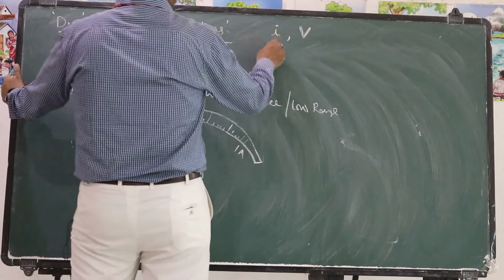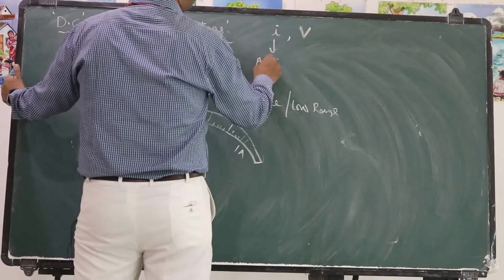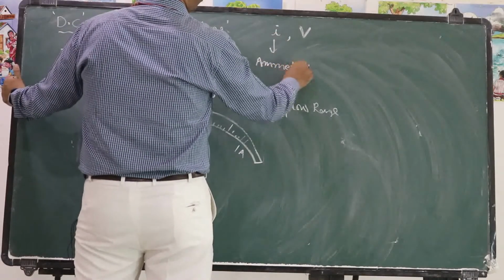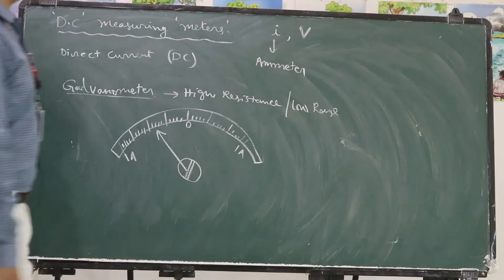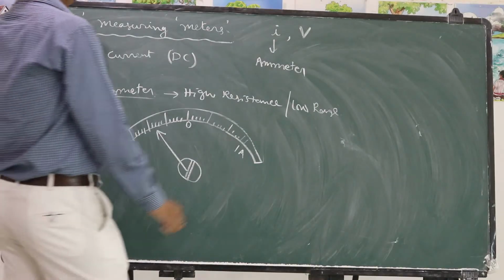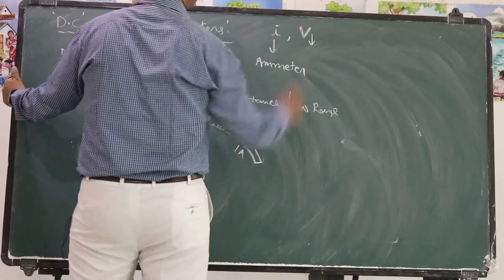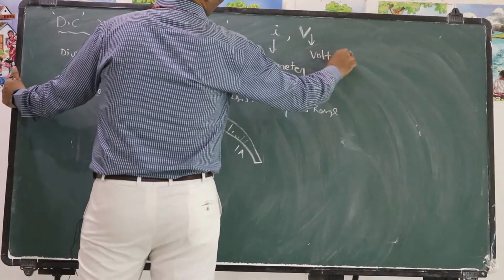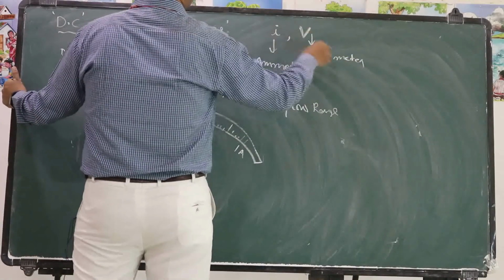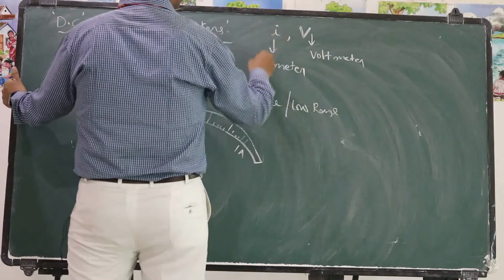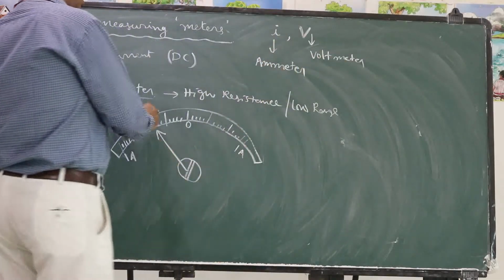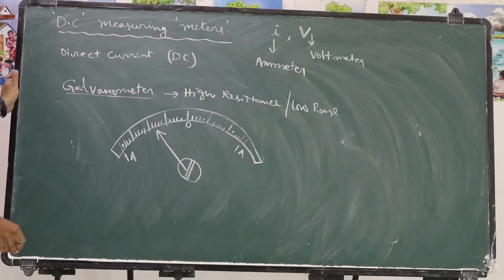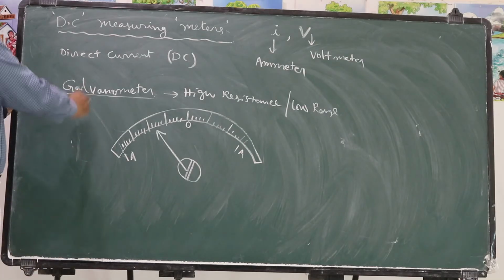Generally, in order to measure current in a circuit, we use a meter called an ammeter. In order to measure the potential difference in a circuit, we use a meter called a voltmeter. So for measurement of voltage, we require a voltmeter. For measurement of current, we require an ammeter. For measurement of small amounts of current, and to know the presence and direction of current, we use the galvanometer.